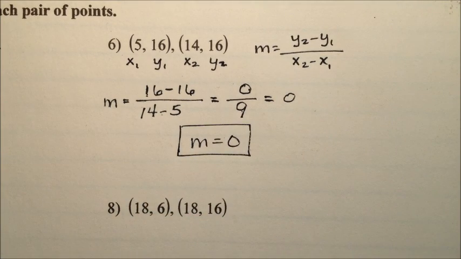If we recall from problem number 2, where we had a graph and said the slope was 0, remember that it was a horizontal line. So if you were to graph 5, 16 and 14, 16, you would notice it's going to be another horizontal line. So in this case, number 6, m equals 0.